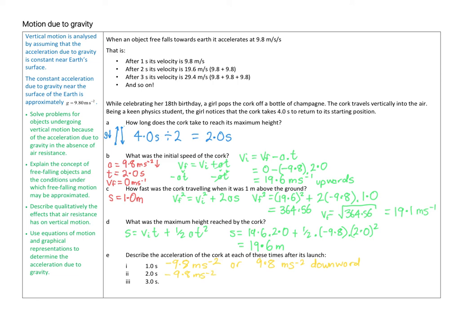At 3 seconds, it's on its way down now. It's getting faster and faster and faster, but the velocity is coming down, so the velocity is negative, the acceleration is negative, the velocity is increasing, so the acceleration is still the same. The acceleration due to gravity is always 9.8 meters per second downward. That does not change. So hopefully that gives you an insight into what we need to do in terms of describing the motion of objects and the motion due to gravity.